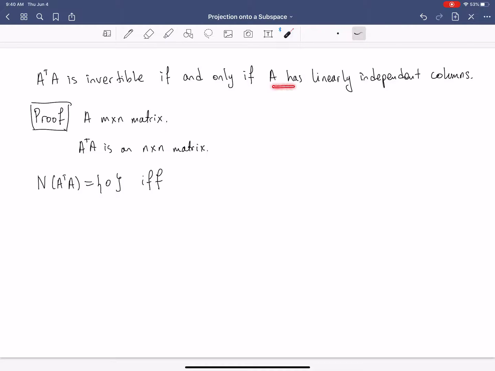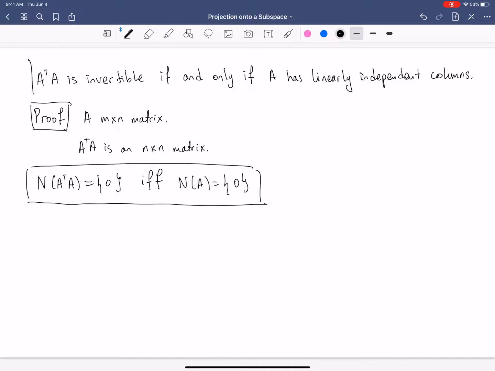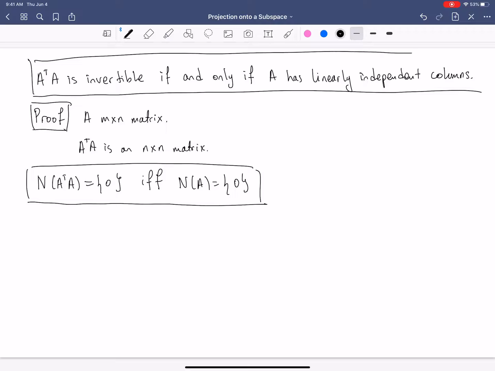Now, what about A has linearly independent columns? Well, what is in the null space of A? The null space of A consists of non-trivial combinations of the columns that give a 0. Well, if the columns are linearly independent, the only way to get a 0 with a combination of them is the trivial one. So this whole statement translates into the null space of A transpose A is 0 if and only if the null space of A is 0, right? So the statements are equivalent. I can talk about invertibility and linear independence, or I can talk about null spaces. They mean the same thing.